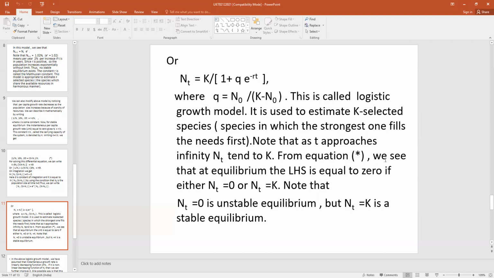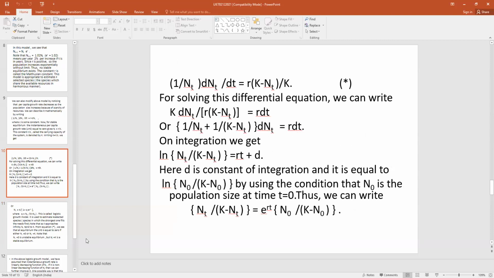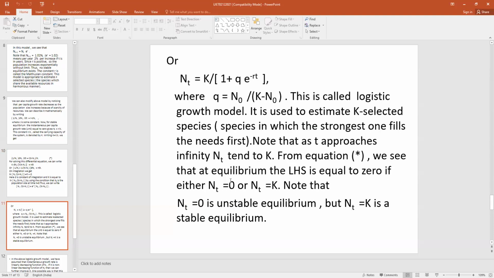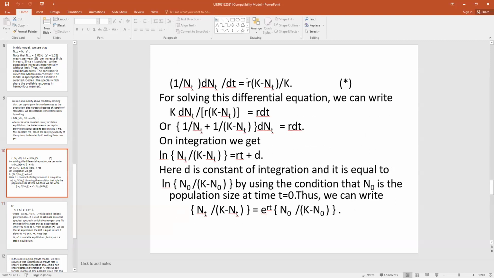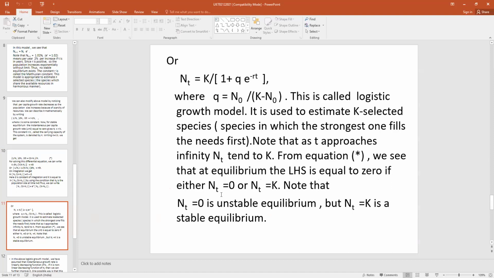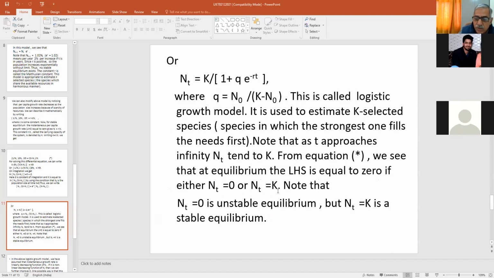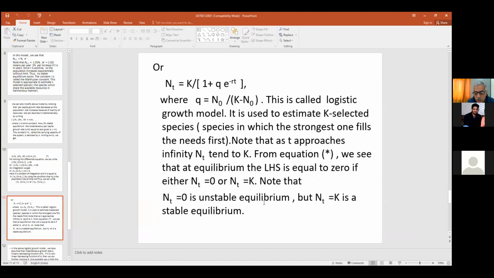So from equation star, this one, we see that at equilibrium the left hand side is equal to 0 if N_t is equal to 0 or N_t is equal to K. You can see here. If you see here, this per capita growth rate on the left hand side is 0 in two situations. One is N_t equal to 0 or N_t equal to K. Note that N_t equal to 0 is an unstable equilibrium. Why? Because we have never seen any population with the size 0.